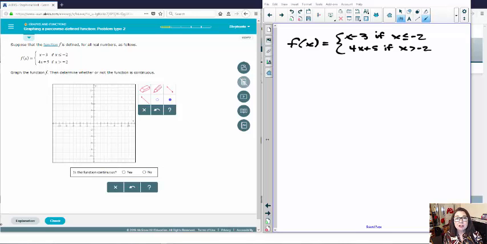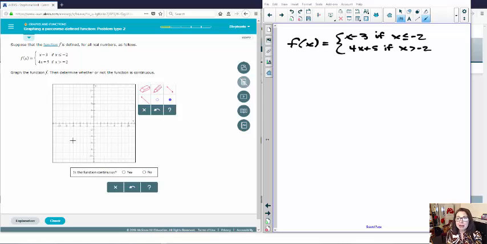In this video, we're going to look at doing a piecewise defined function, graphing that function, and then how you would actually graph it on Alex. So the example I have here is that we have a function f of x is equal to x minus 3 when x is less than or equal to negative 2, but it's equal to 4x plus 5 if x is greater than negative 2.